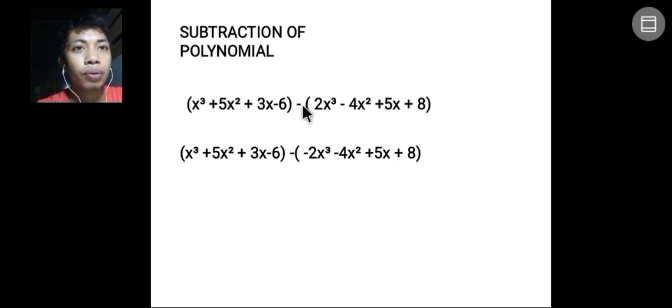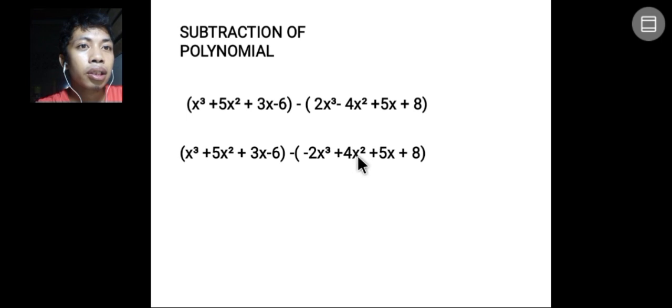So negative times positive 2x cubed is equal to negative 2x cubed. Then negative times negative 4x squared is equal to positive 4x squared. Negative times positive 5x is equal to negative 5x. Then negative times positive 8 is equal to negative 8.